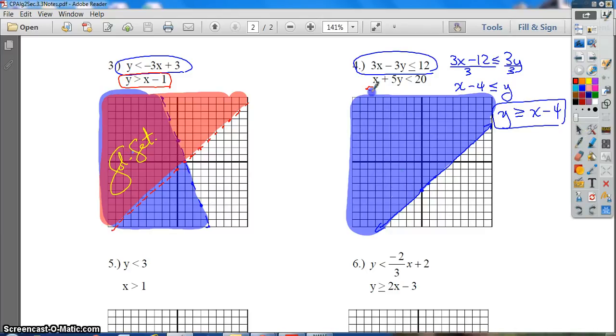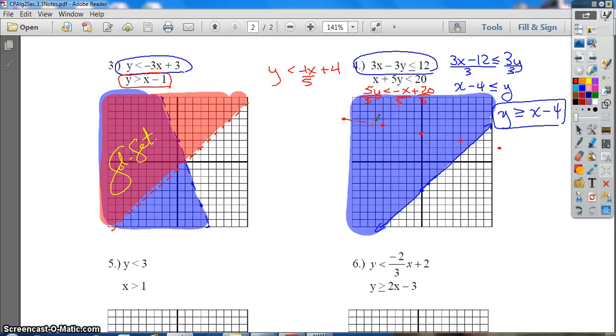Over here, this is going to be 5y is less than negative x plus 20, divided by 5. So we're looking at y is less than negative x over 5 plus 4. So it looks like we have an intercept of 4, which is here. It's going to be a dashed line with a slope of negative 1/5. So I'm going to run 5, 1, 2, 3, 4, 5, go down 1. Okay? So I'm going to go 1, 2, 3, 4, 5, go up 1 backwards.